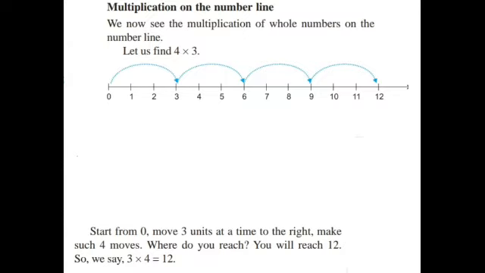Observe the number line. Start from 0. Move 3 units at a time to the right. Make such 4 moves. Where do you reach? You will reach 12. So we say 3 into 4 is equal to 12, or 4 into 3 is equal to 12.